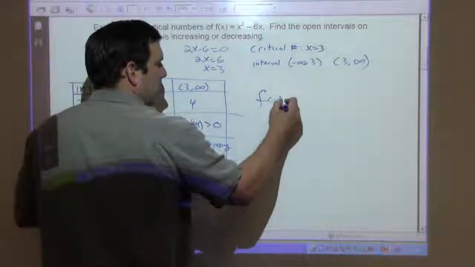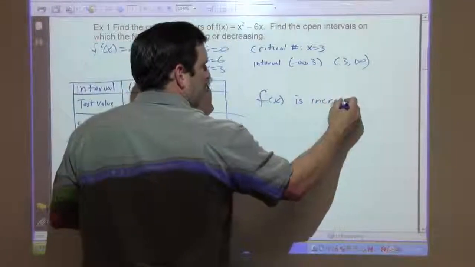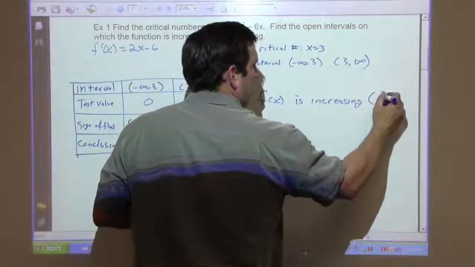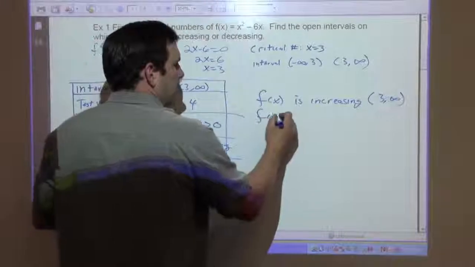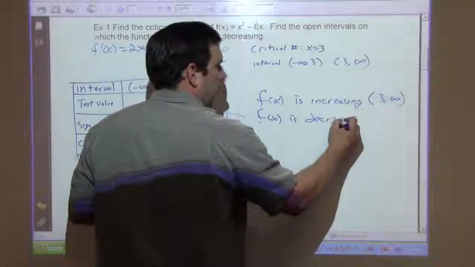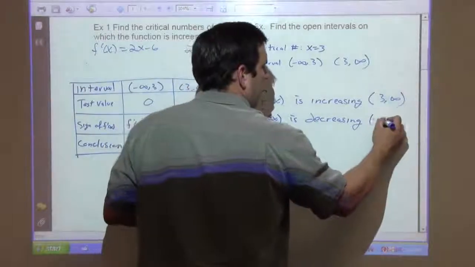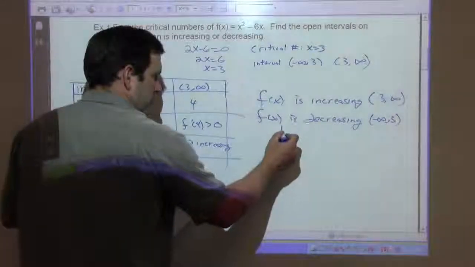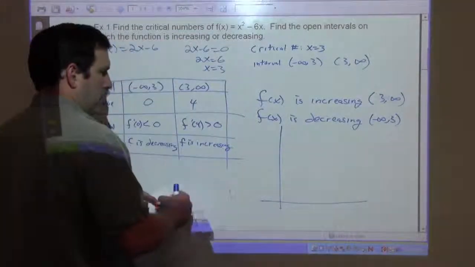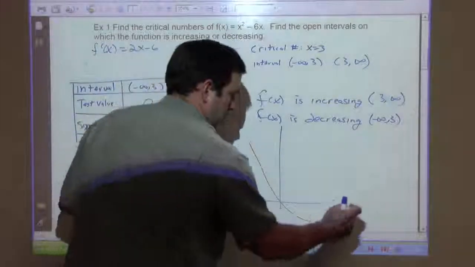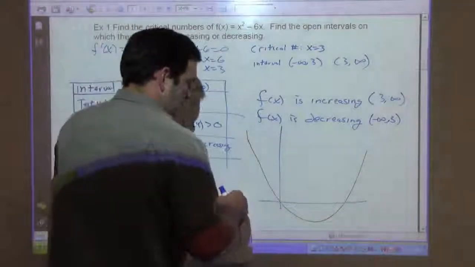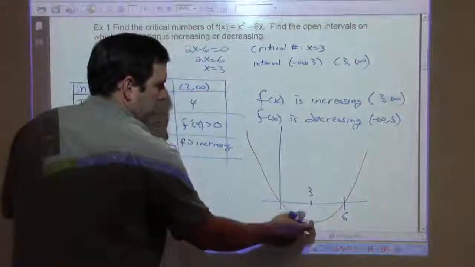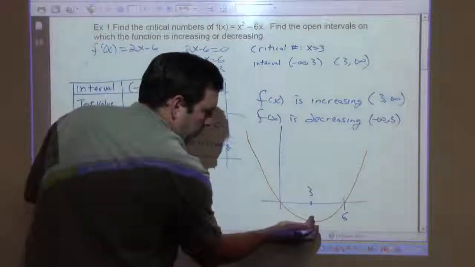So f of x is increasing on the interval from 3 to infinity. f of x is decreasing on the interval from negative infinity to 3. What we have here is a parabola. There's 0, there's 6, so right in between there is 3. So it's decreasing to that point, and then it's increasing.